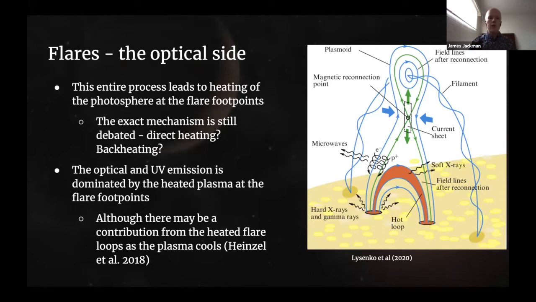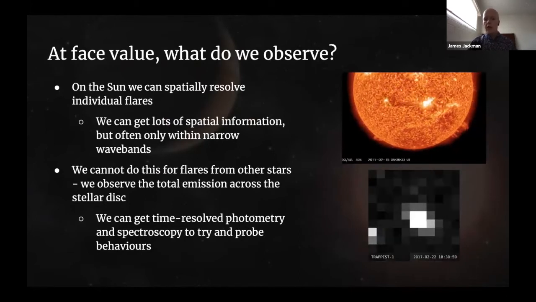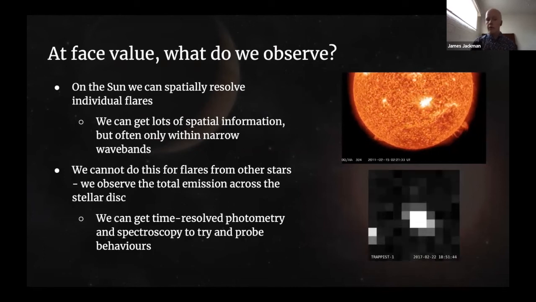Now, when we observe solar and stellar flares, we observe slightly different forms of observations. On the sun, as we know, we can spatially resolve individual flares. We can get lots of spatial information, often within narrow wavebands. We can't do this for flares from other stars. And you can see that on the right-hand side. You've got the sun compared to TRAPPIST-1, where for the sun you have this wonderful spatial resolution, and TRAPPIST-1 is about a handful of pixels.